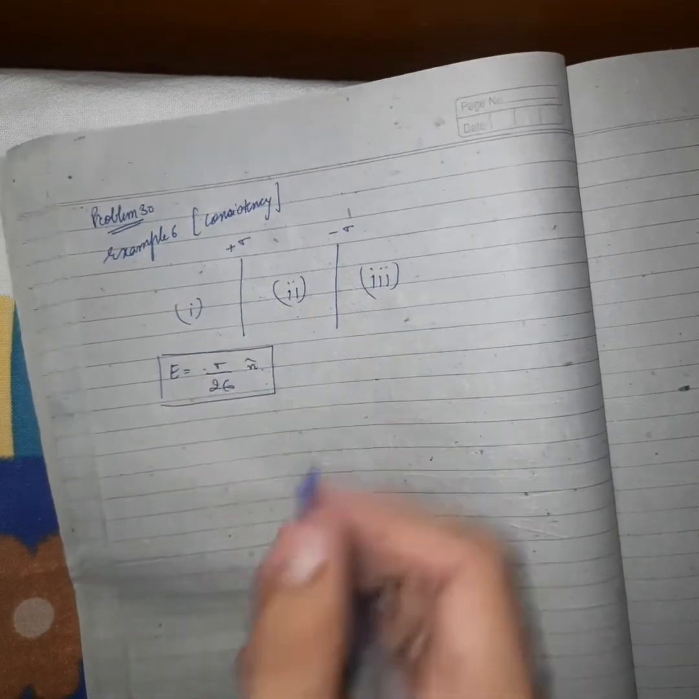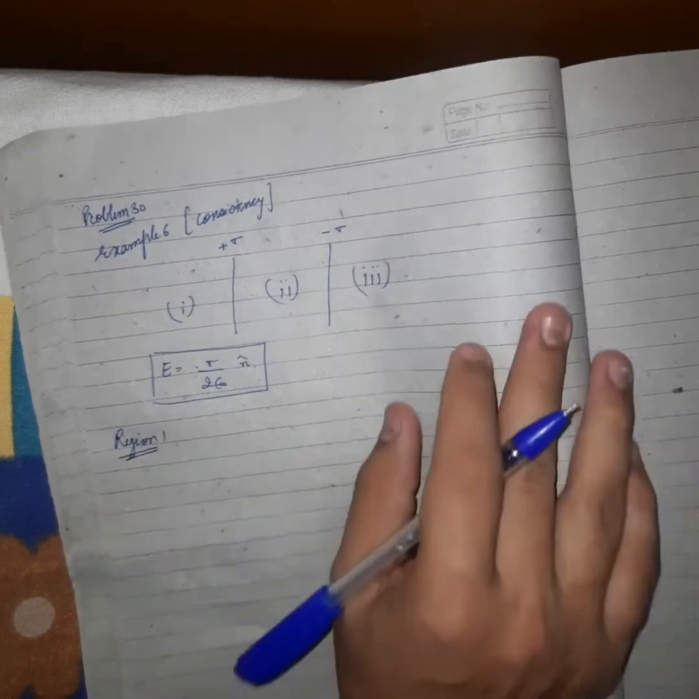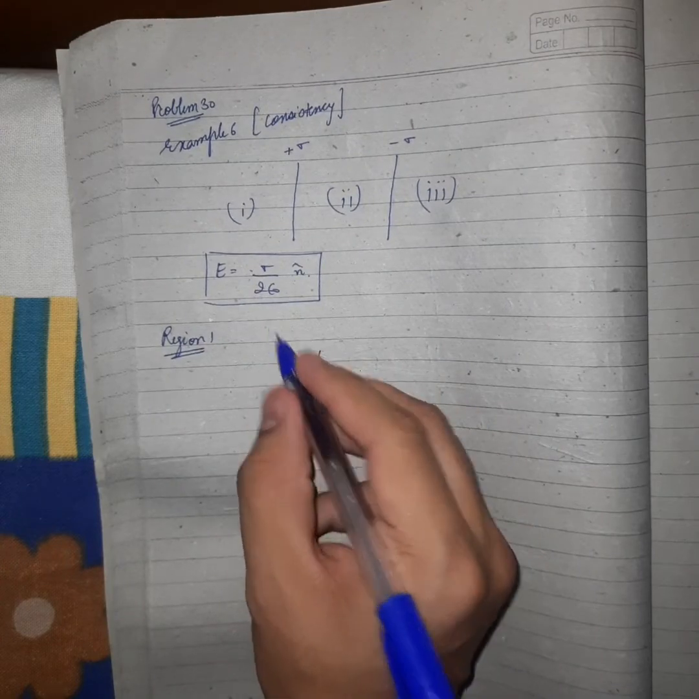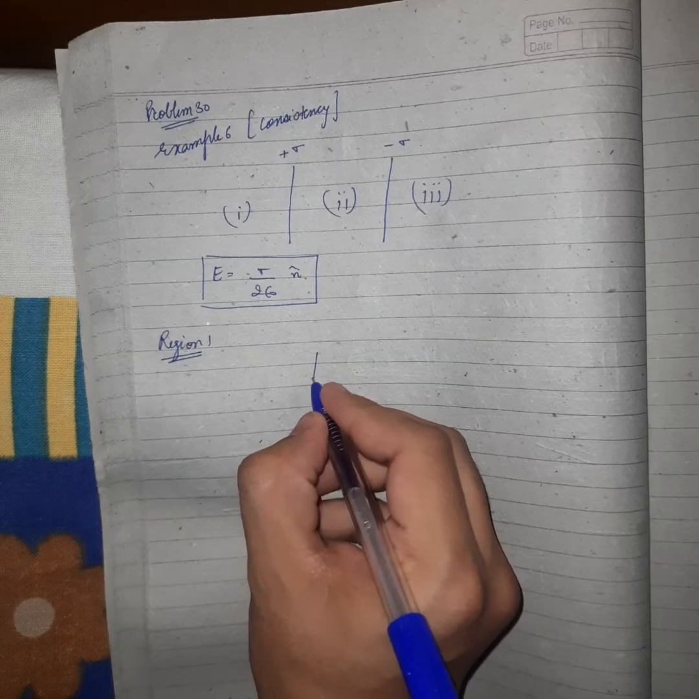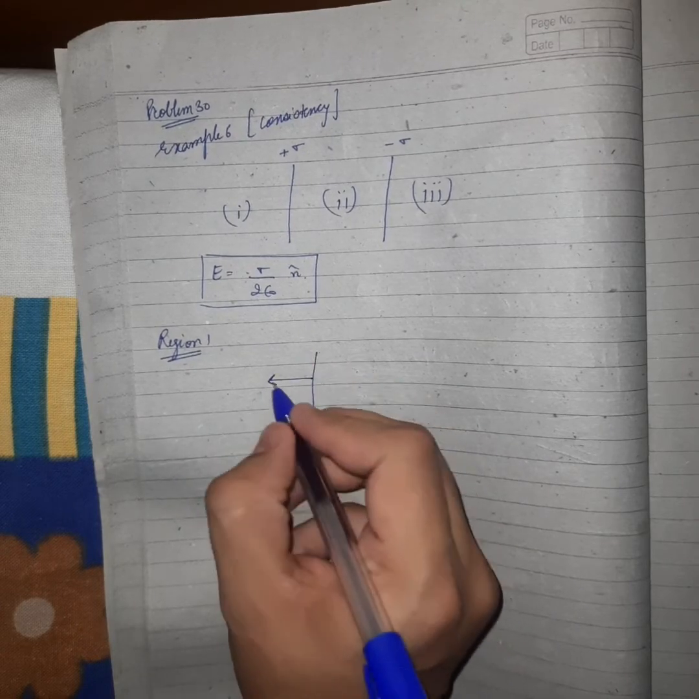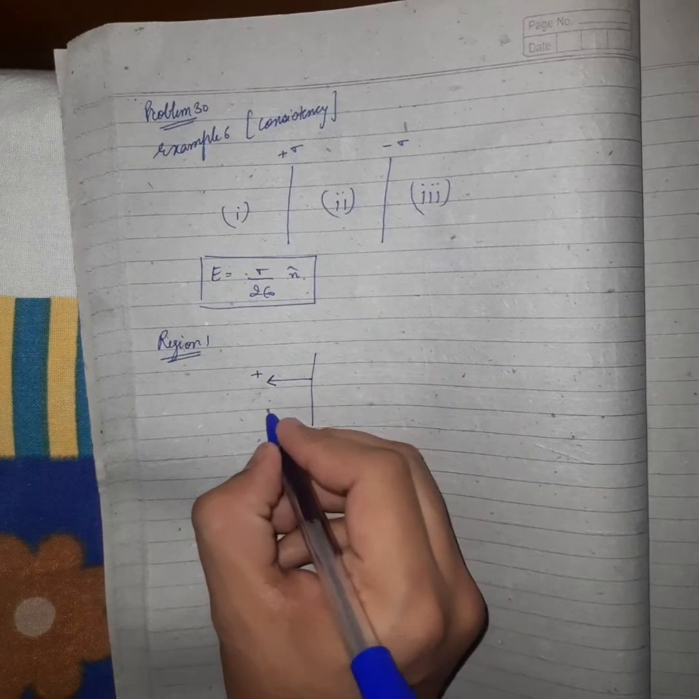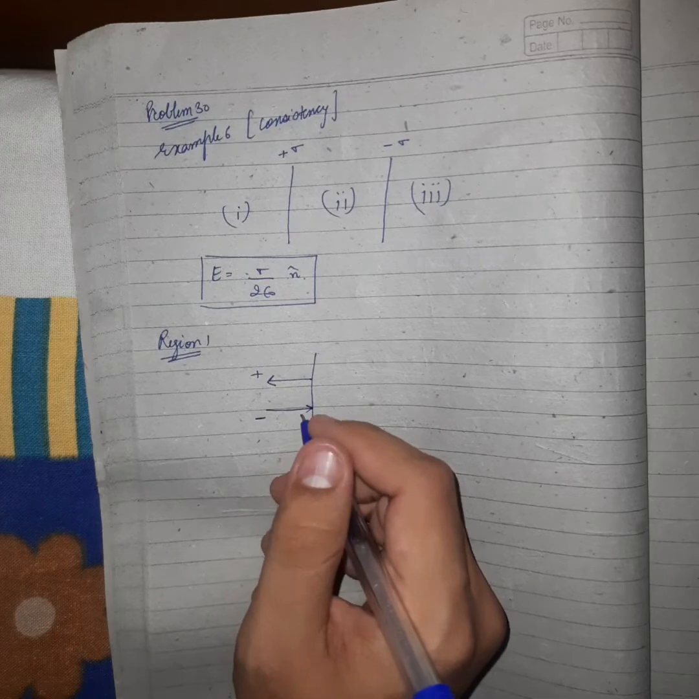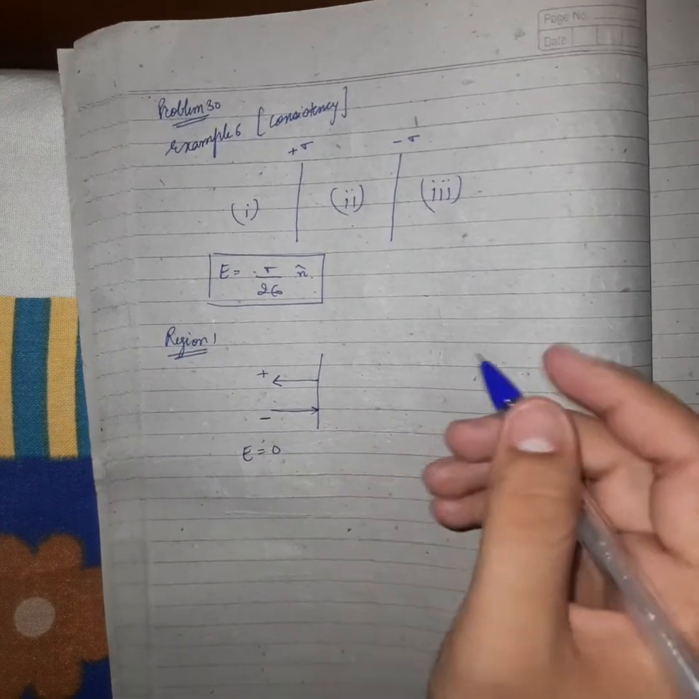So let us talk about region 1. In region number 1, we have this region, we have plus sigma. We see that the electric field will be away from that plane for plus, and for minus we get it towards the plane. That is why they cancel each other, and the net electric field here will be 0 in region 1.